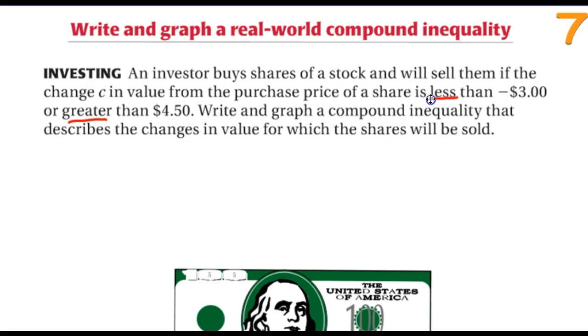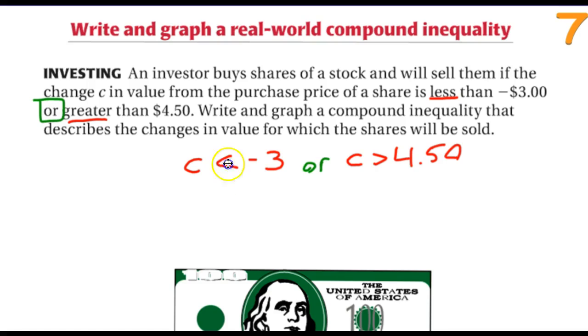Well, the first one, we know that he will sell if the price is less than negative 3. So c has to be less than negative 3. We also know that he will sell if c is greater than $4.50. Now, this word here, or, tells us what kind of inequality this is. So it's an OR inequality.